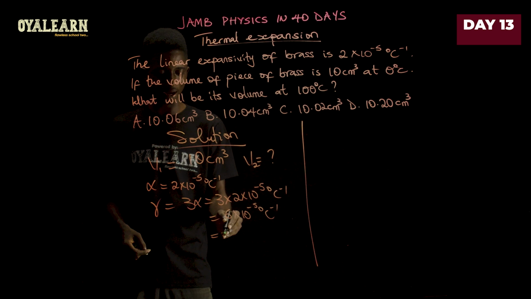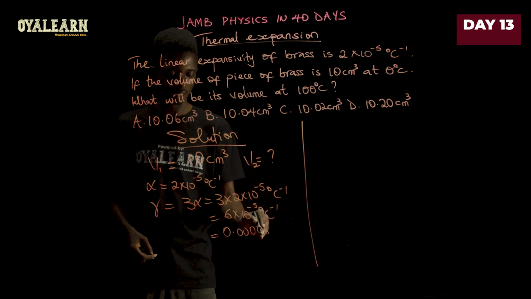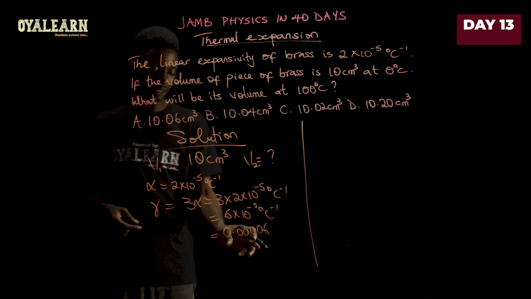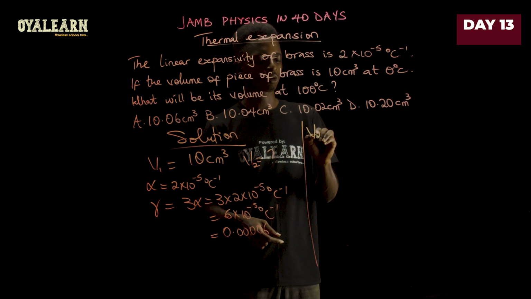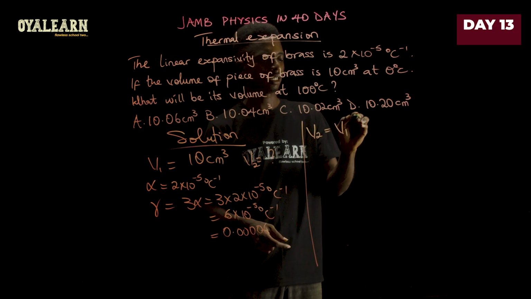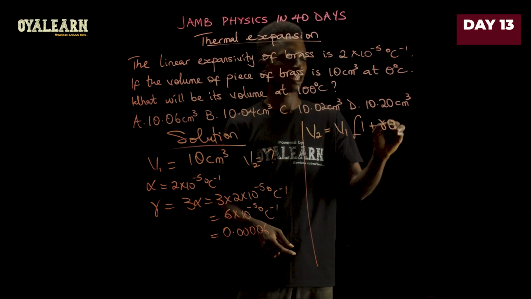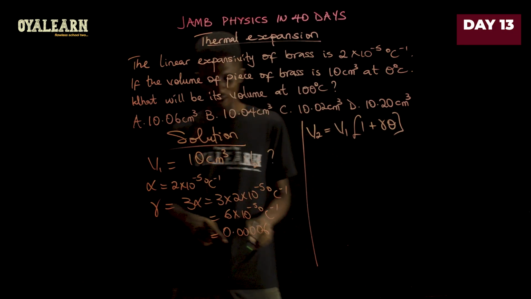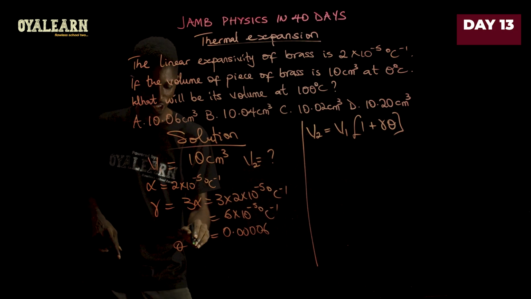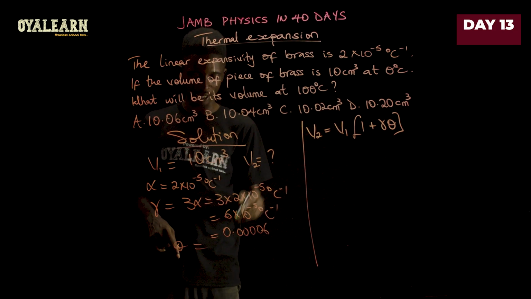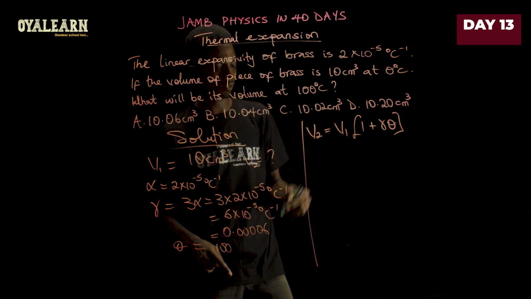And if we want to put this in normal form, that would be 0.00006. So now, working with this, we can then find the value of V2 using the equation V2 equals V1 into 1 plus gamma change in temperature. So that means we have to also consider the change in temperature. So the change in temperature, since we are looking at 0 to 100, that will give us 100. So let's apply all this into this formula.